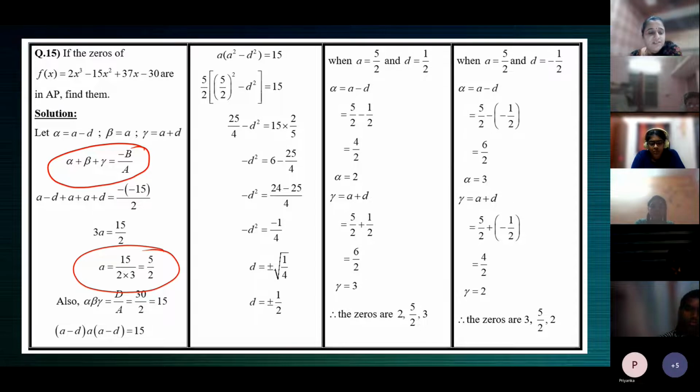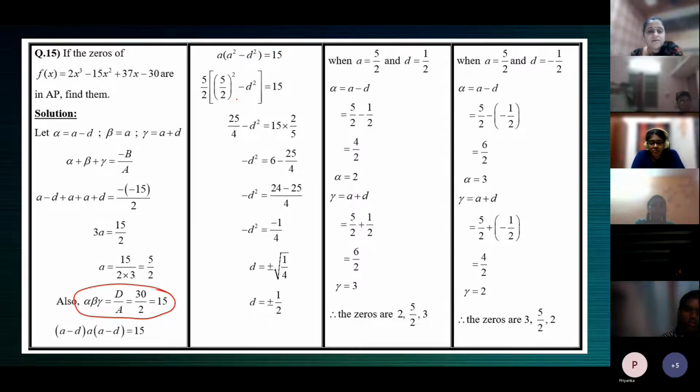Then we work the other condition, alpha beta gamma is minus D by A. Working that and using the value of A, 5 by 2, we are able to find D, which is plus or minus 1 by 2. So we got the value of A and D. Now let's find alpha and gamma, when A is 5 by 2 and D is 1 by 2, and when A is 5 by 2 and D is minus 1 by 2.